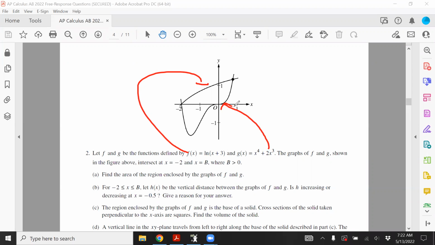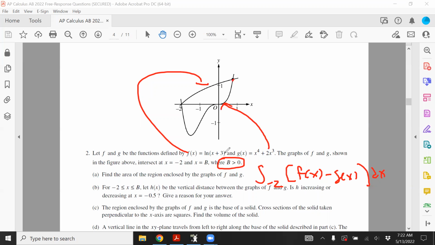They intersect at -2 and then b, which we don't know, so we'll want to find that right away. And of course, they say b is positive. So find the area enclosed. Let's find the x coordinate there, but definitely going to have -2 on the bottom. And definitely you're going to have f of x as the top and g of x as the bottom. That's really easy.